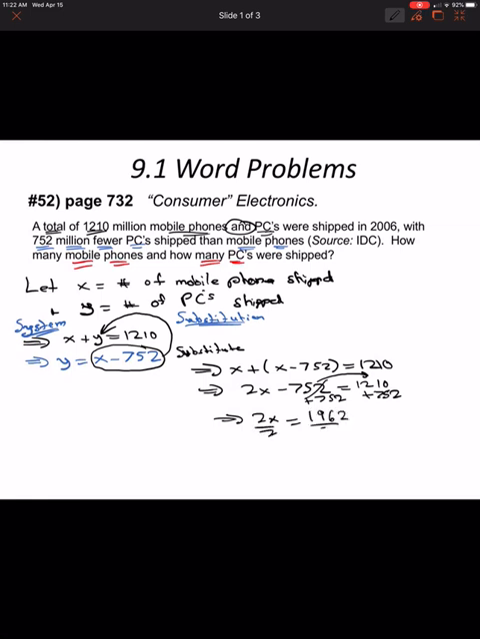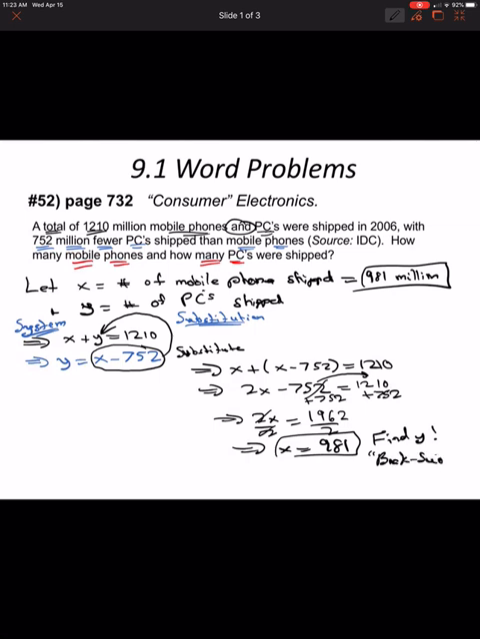And then we divide out the 2 on both sides. And X is equal to what? What's half of 1962? I got 981. Well, there's half of my unknown. So X is 981 million mobile phones shipped out in 2006. And now we just have to find Y. So we've got to find Y by going back up and substituting. This is our back substitution step. So we'll plug that back in.